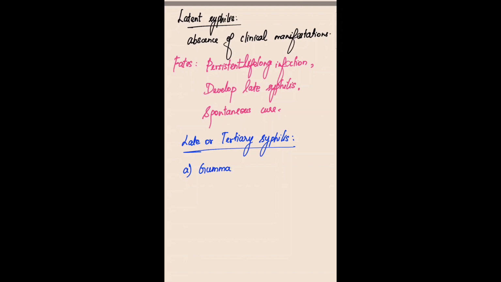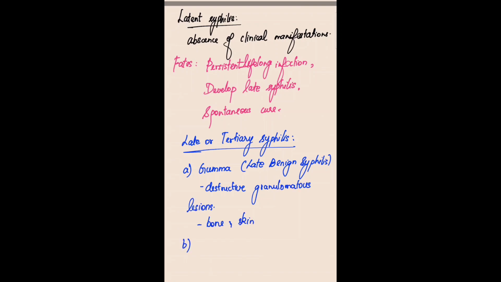There will be gumma, which is known as late benign syphilis. There will be destructive granulomatous lesions affecting bone and skin. Next, neurosyphilis causing chronic meningitis, vasculitis and tabes dorsalis. Then cardiovascular syphilis, aneurysm of aorta, and there can also be congenital syphilis from mother to fetus.